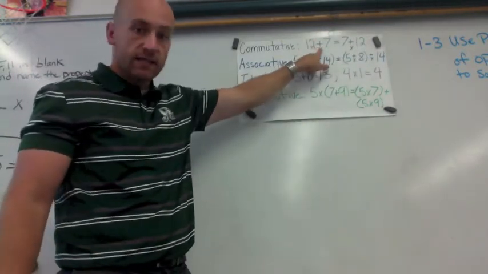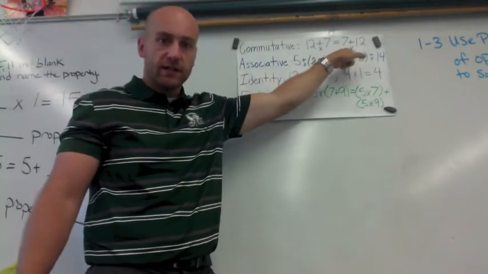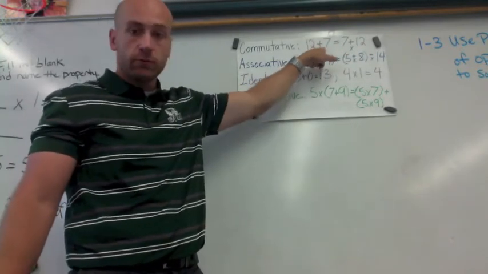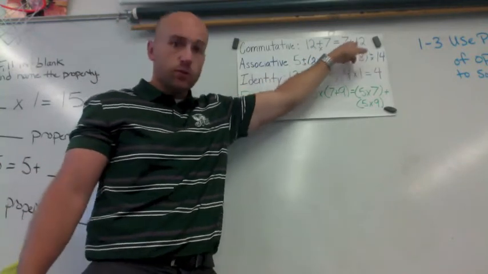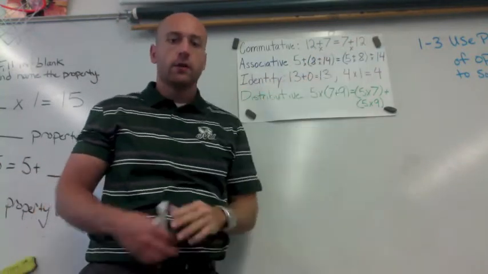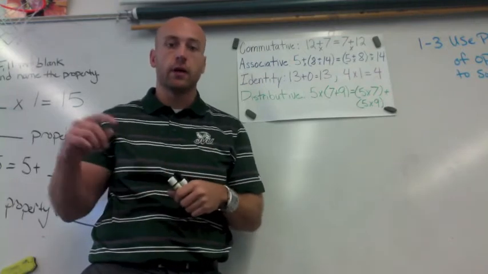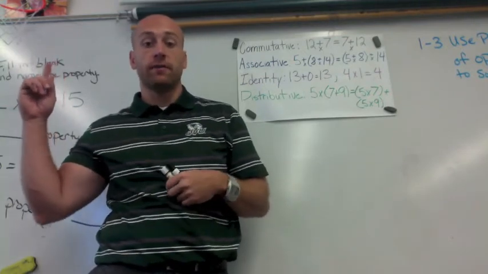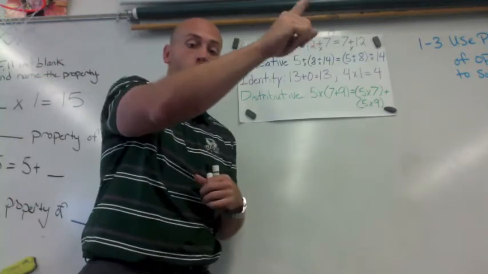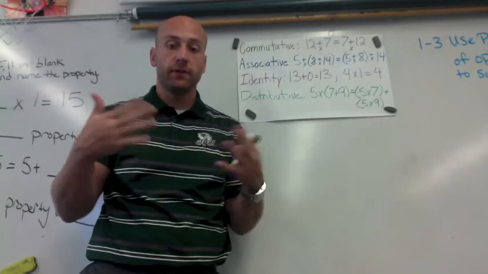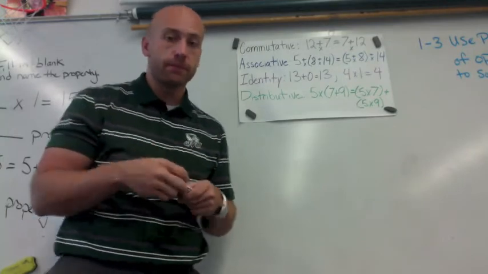12 plus 7 is 19. 7 plus 12 is 19. It's the same thing. 12 times 7 would be 84. 7 times 12 would be 84. It's the same thing. So commutative, remember, people commute to get back and forth to work. It doesn't matter if they commute from home to work or work to home, it's the same distance. So commutative, they flip-flop. Flip-flop the numbers, it's the same thing.